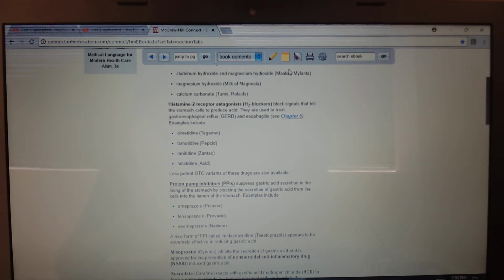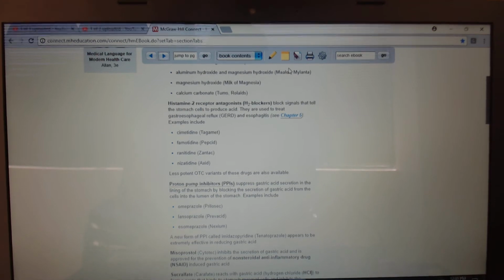Proton pump inhibitors suppress gastric acid secretion in the lining of the stomach by blocking the secretion of gastric acid from the cells into the lumen of the stomach. Examples include omeprazole, which is Prilosec, lansoprazole, which is Prevacid, and esomeprazole, which is Nexium. Esomeprazole, I should say.